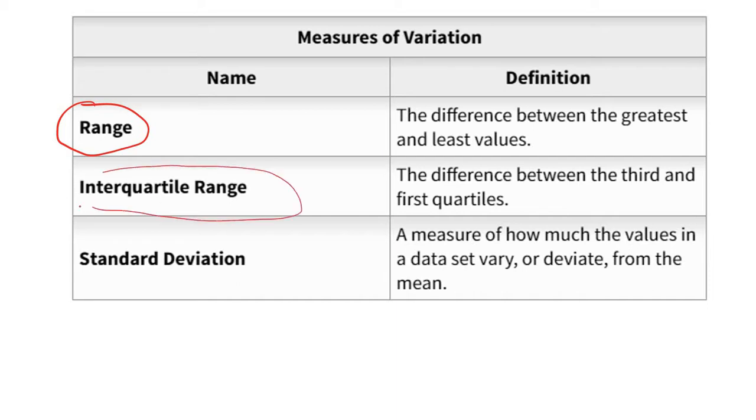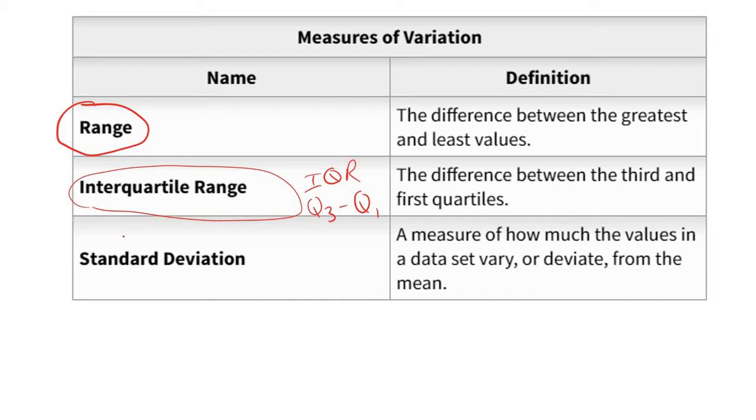Interquartile range. We abbreviate that IQR. That is Q3 minus Q1. So remember last lesson where you did box and whisker plots, you found Q3 and Q1. So you just subtract those. That's the IQR. That tells you the difference between the middle 50% of your data.